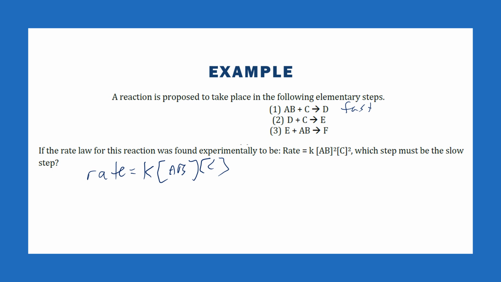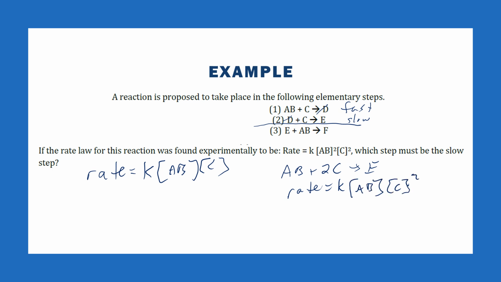So to see if step 2 is the slow step, I need to add up the first 2 steps. D is an intermediate, and you wind up with AB plus 2C yields E, and the rate law would be k AB times C squared, which still does not match. So step 2 cannot be the slow step, it also must be fast.